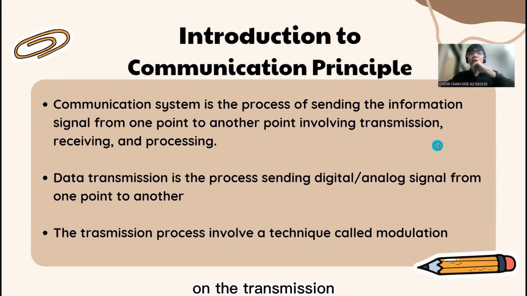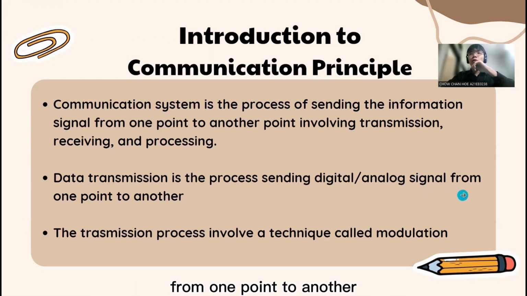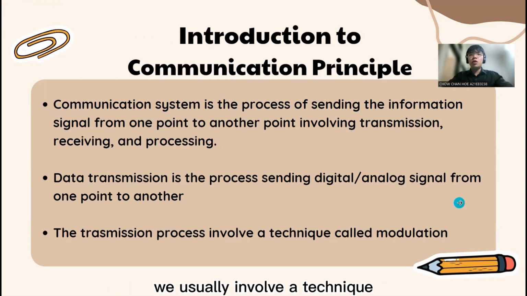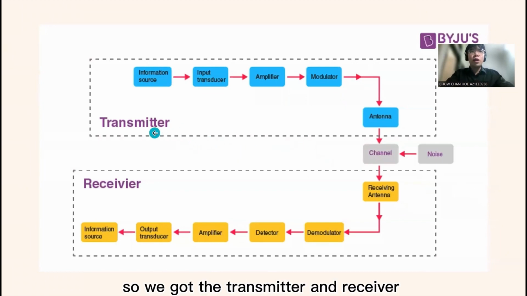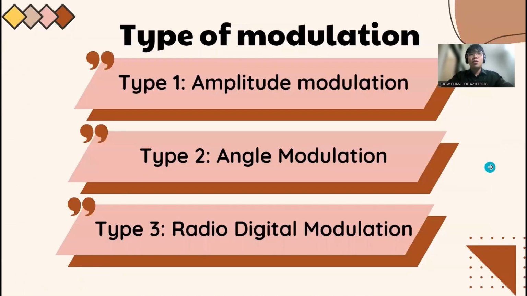But in this video, we are mainly focusing on the transmission. So what is data transmission? It's the process of sending the signal, which is in digital form or another form, from one point to another. In order to transmit the data to a far place, we usually involve a technique called modulation. This is the flowchart for the communication system. We have the transmitter and receiver, and we use the modulator to modulate and demodulate to get back the information signal.